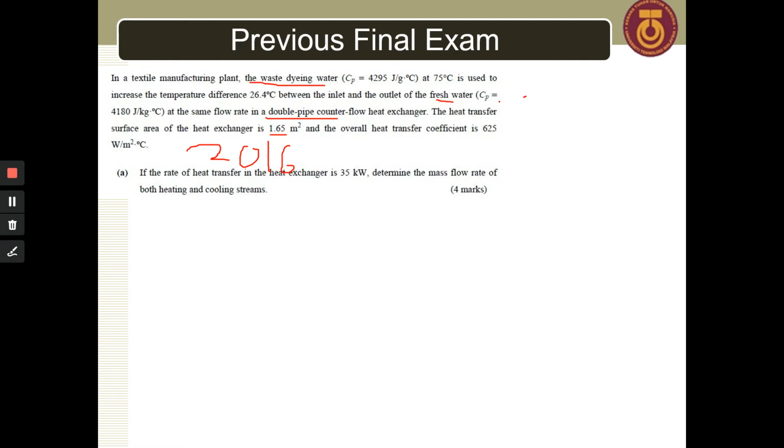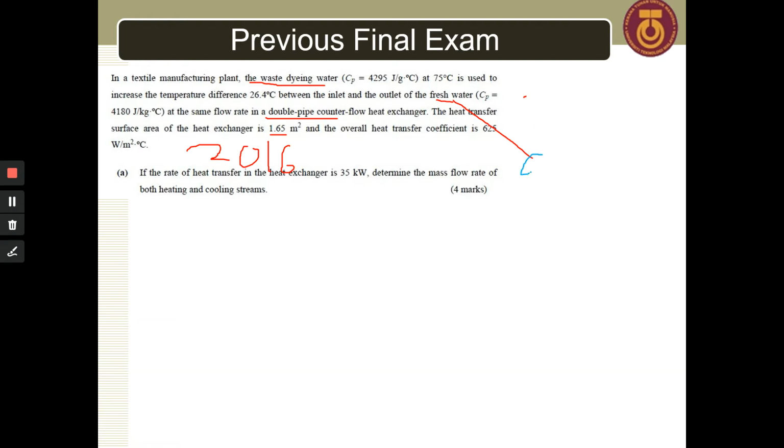So which one is the cooling fluid now? The wastewater here is used to increase the temperature of the fresh water. So that means the fresh water here is the cooling fluid. Maybe I can change the color.